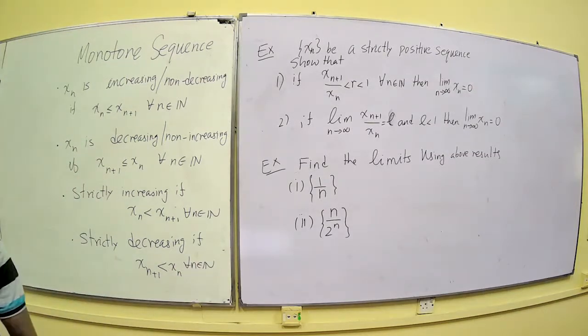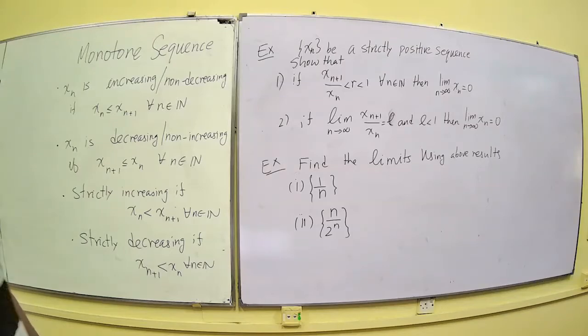Okay, so by the name itself, you know that increasing means the successive values keep getting bigger and bigger, right? So xn plus 1 will be bigger than xn, and decreasing means xn plus 1 will be smaller than xn, right? So smaller or equal in this case, right? When we have strict inequality, we say strictly increasing or strictly decreasing, right?